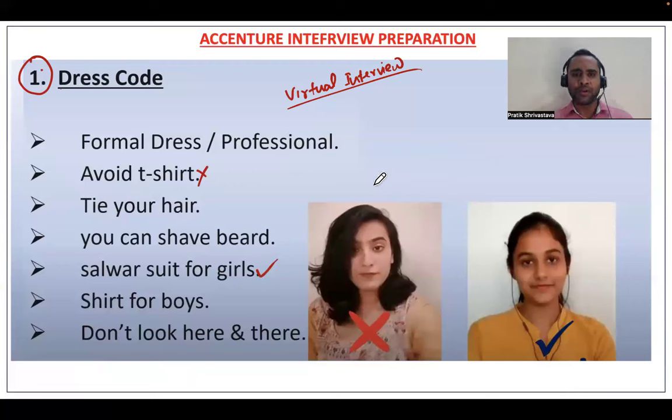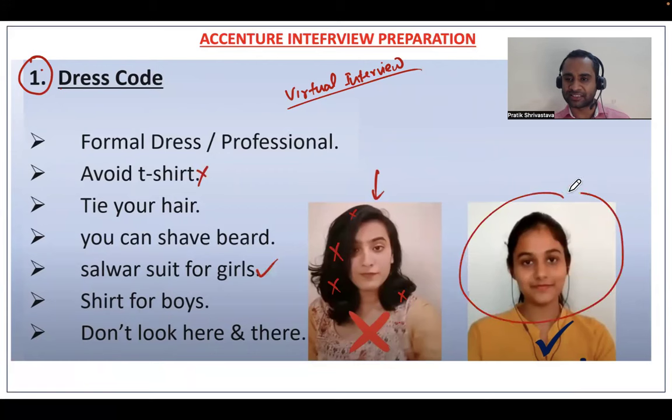Okay, now if you are a girl, definitely you have to carry a smile on your face, not hair on your face, right? So you have to carry a smile on your face, not hair. This kind of pose, definitely you do not have to keep, right? So with this look, your face is completely visible, right? It's very easy to interact with you. Also, she is carrying a smile on her face, but here you can see that the smile is missing, right?